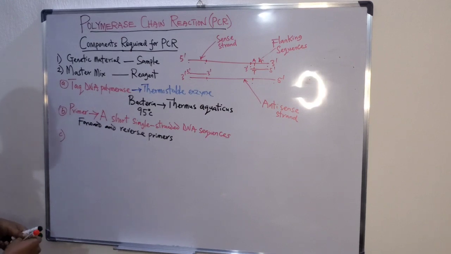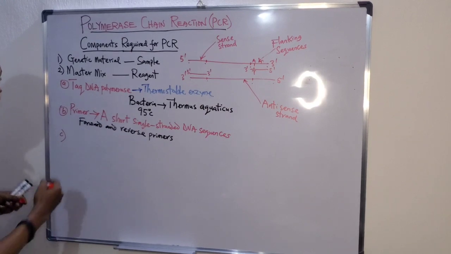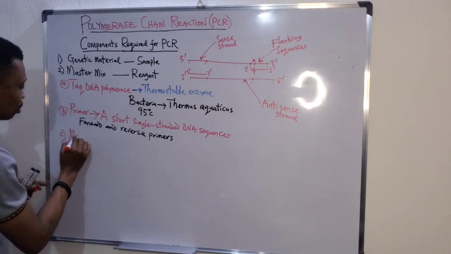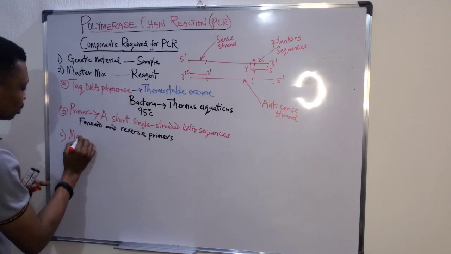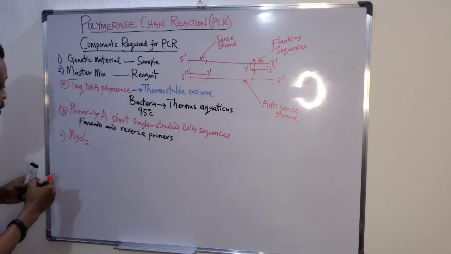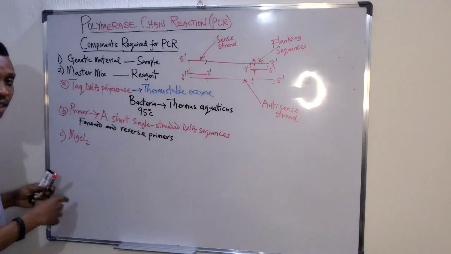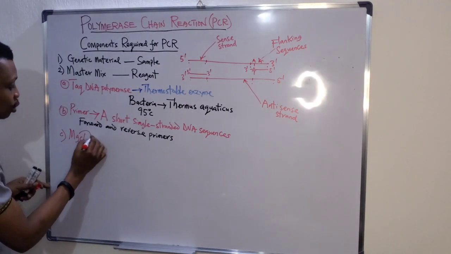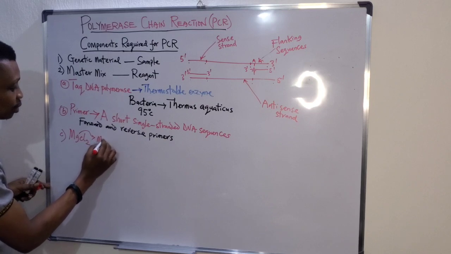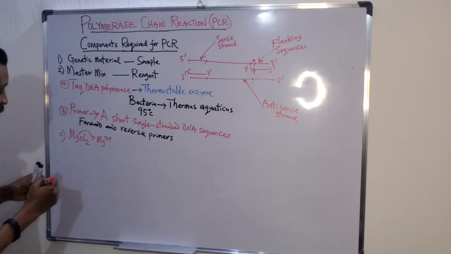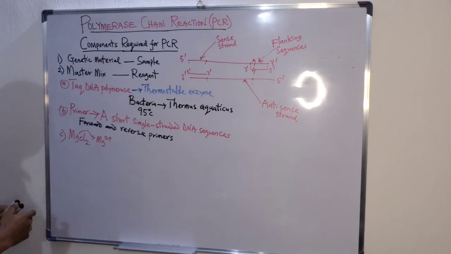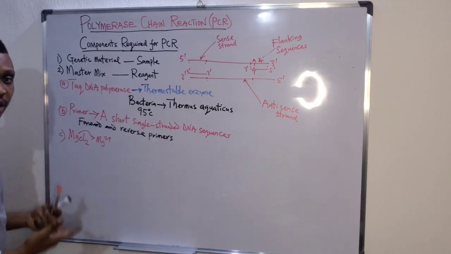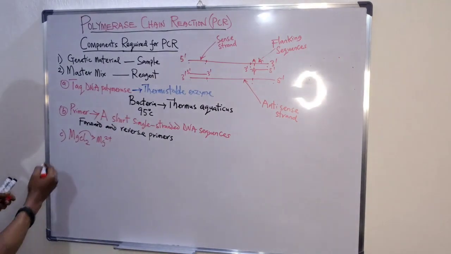So another component that is required is magnesium chloride. Now, this usually dissociates to produce magnesium ions, which act as a cofactor to facilitate the reaction.